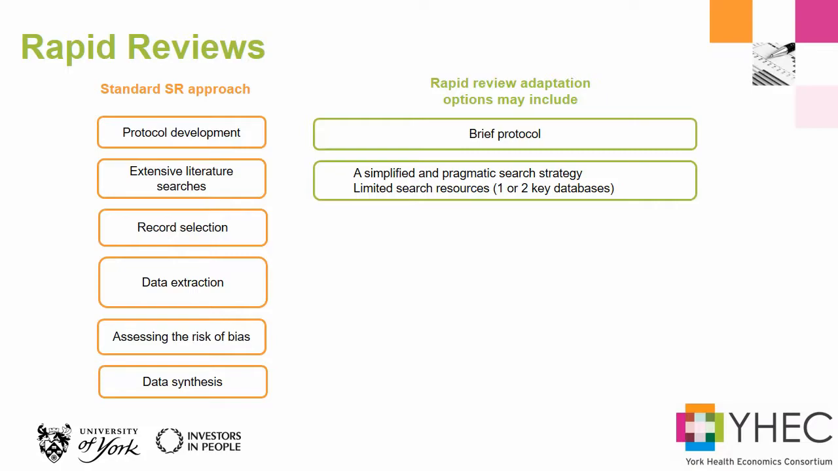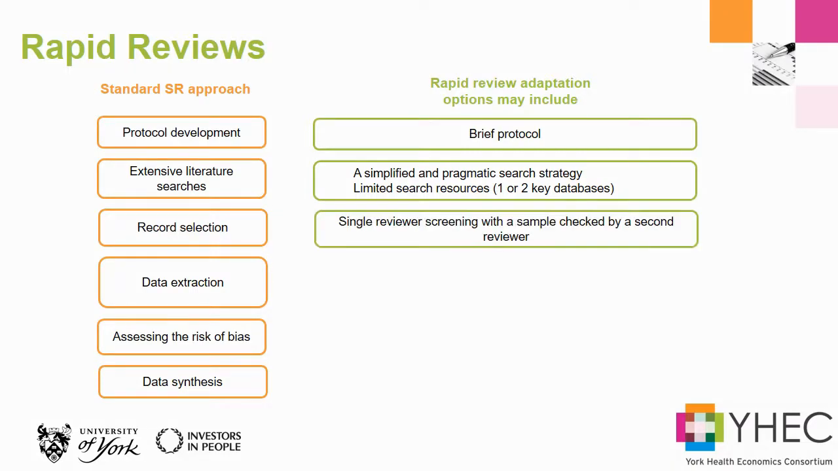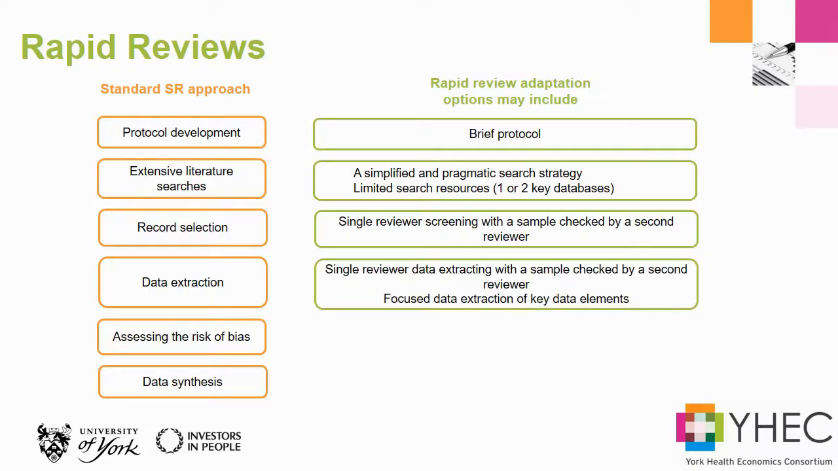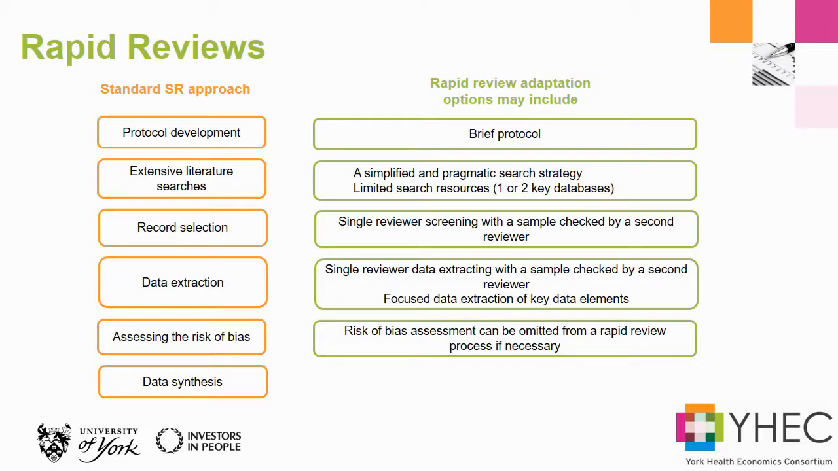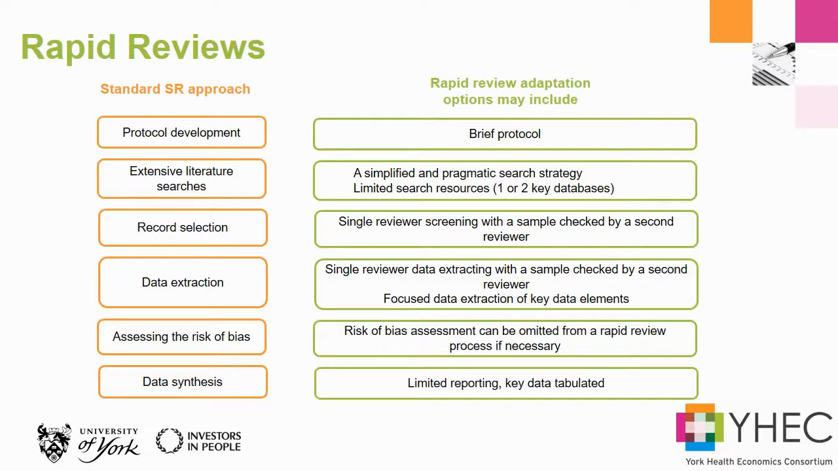Systematic review guidance recommends double independent record selection. In a rapid review, record selection can be carried out by a single reviewer with a second reviewer checking a sample of the records. Similarly, for data extraction, a single reviewer could conduct the data extraction of a limited list of key data elements. Risk of bias assessment can be omitted if necessary, and the final report can be limited to a brief overview of the methods and tables of the key outcome data.